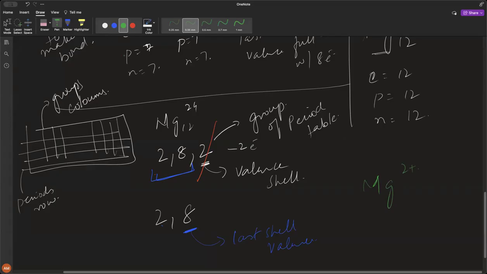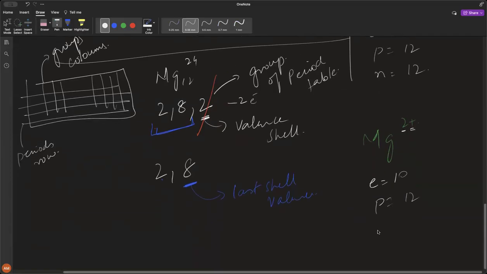Now, when something has a positive charge, it means that electrons are lost. How many? 2 electrons are lost. So what is going to be the number of electrons? 10. Proton is going to be 12 and neutron is going to be 12. There is no effect on proton and neutron.